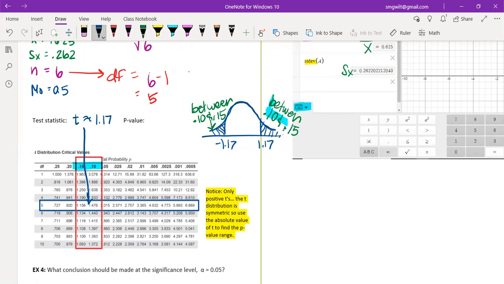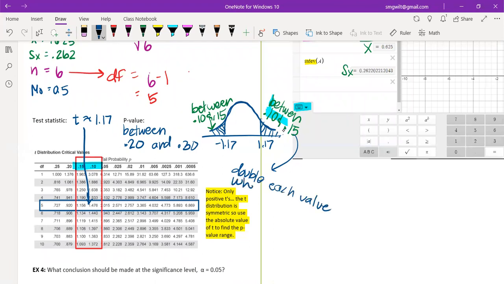Because it's differs, I'm going to double that value or add these two together. Okay, so this means that it's going to be between 0.2 and 0.3. So I'm going to double each value when our alternative hypothesis is not equal to or differs.